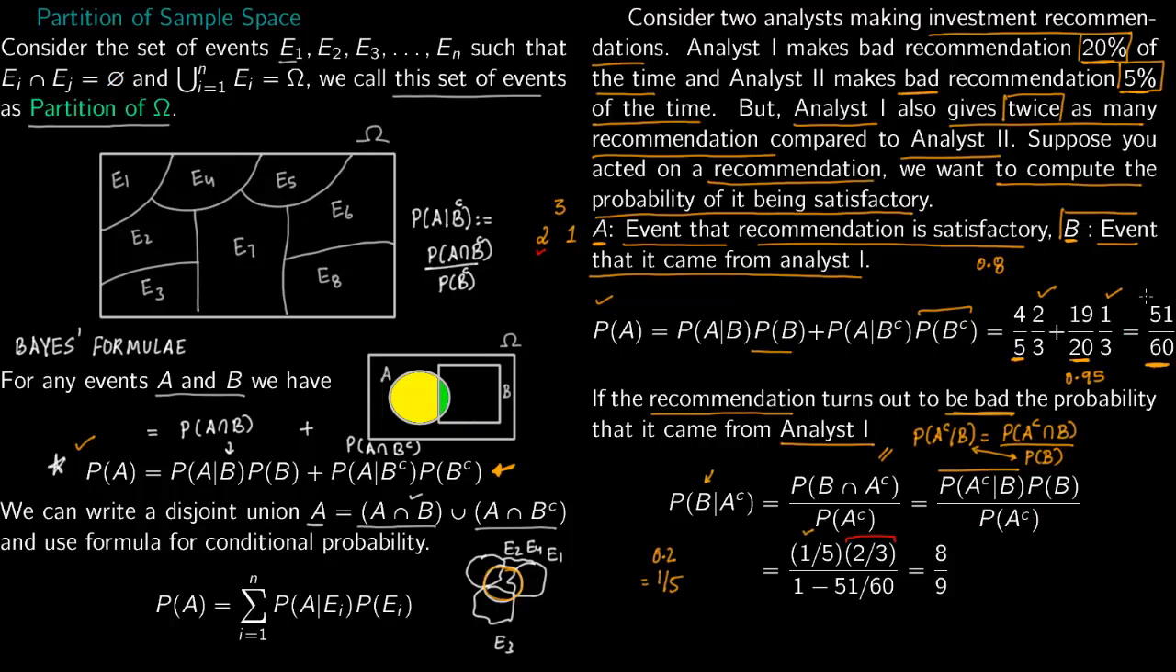So probability of A was 51 by 60. So probability of A complement is 1 minus probability of A, and that's what we write here, 1 minus 51 by 60. So that is 8 by 9. So if the recommendation turns out to be bad, the probability that it came from analyst 1 is 8 by 9.